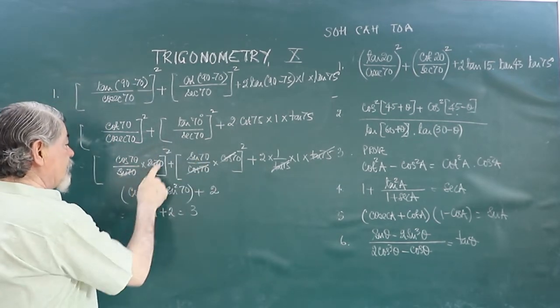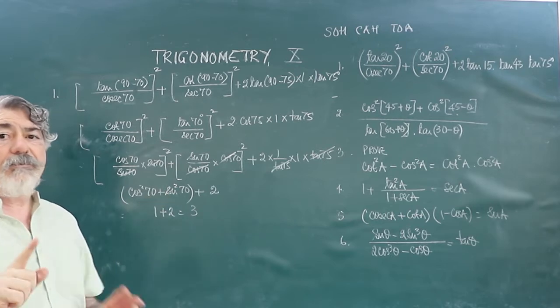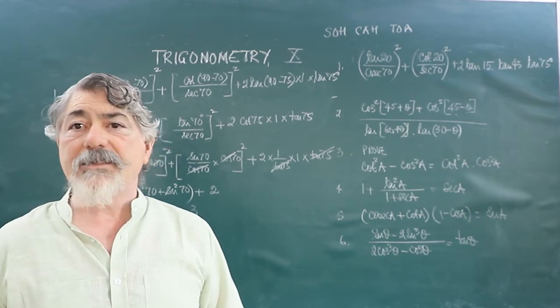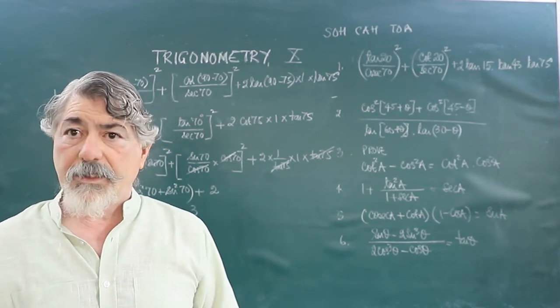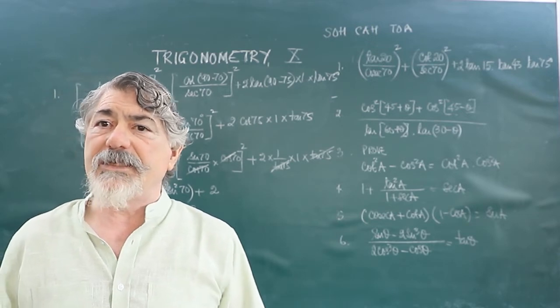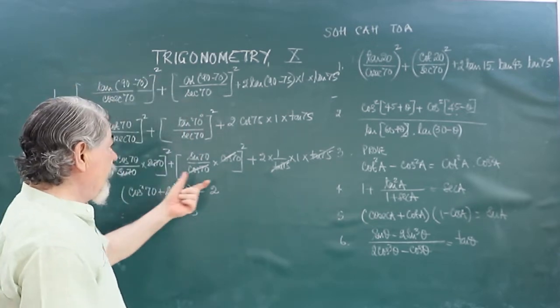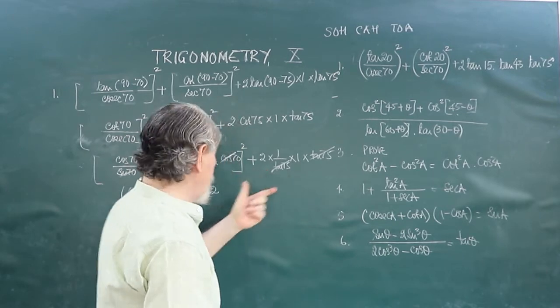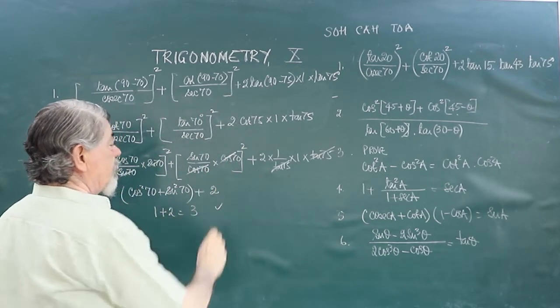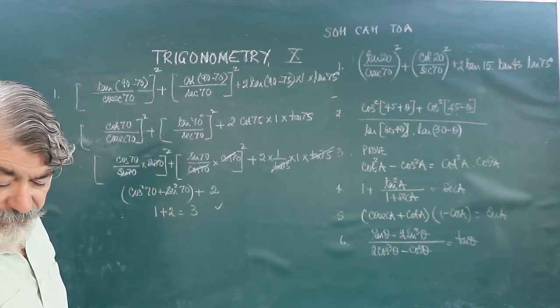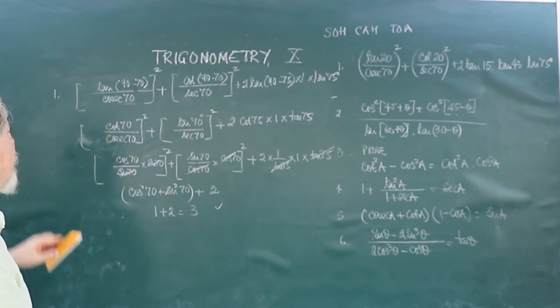So cos square theta plus sine square theta, finally because they are of the same angles, it will give us 1. Cos square theta plus sine square theta will give me 1. And plus 2. So 1 plus 2 is 3. So we got the answer as 3. Now let us see the next question.